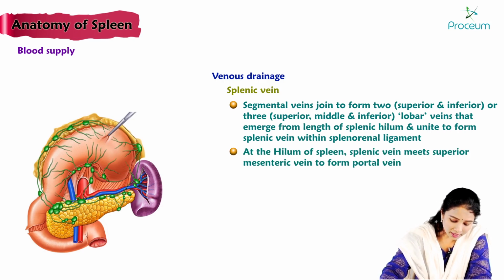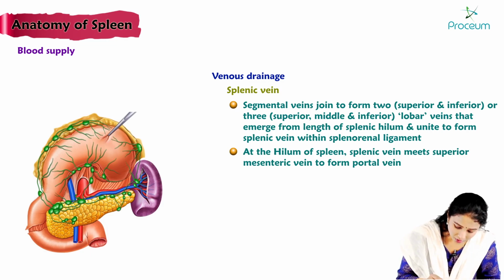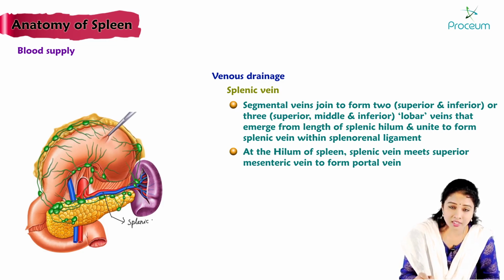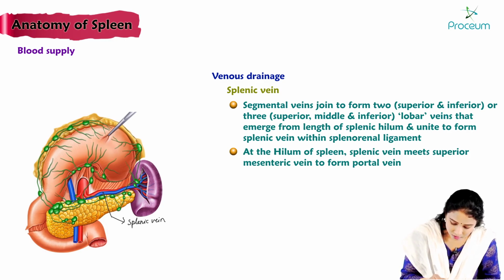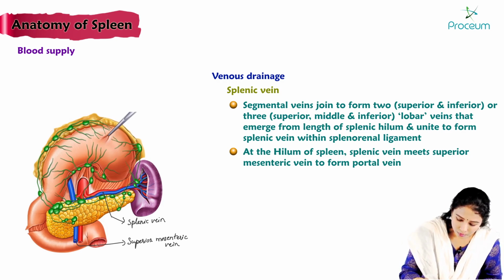So we can see at the neck of the pancreas, posterior to the neck of the pancreas, the splenic vein is here, which is draining the spleen, and here is the superior mesenteric vein. And these 2 join to form portal vein.